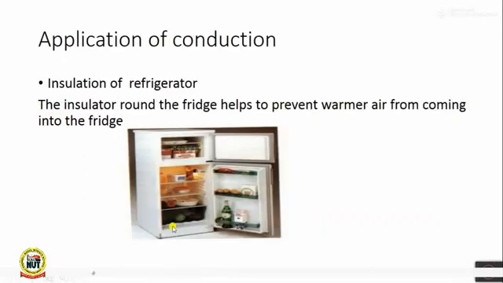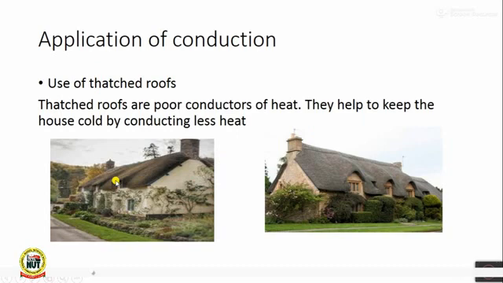Now, application of conduction in the refrigerator. The inside of a refrigerator is very cold, at a temperature of less than 0 degrees Celsius. But our environment outside the refrigerator is usually very warm. So to prevent heat from reaching the inside of a refrigerator, the refrigerator is usually lagged with an insulating material to prevent the warmer air from coming into the fridge. This is another application of conduction.